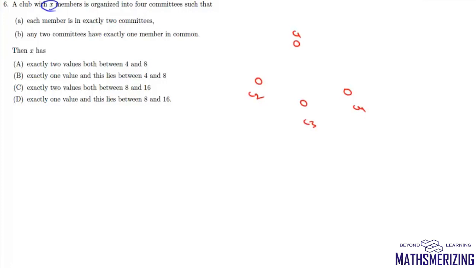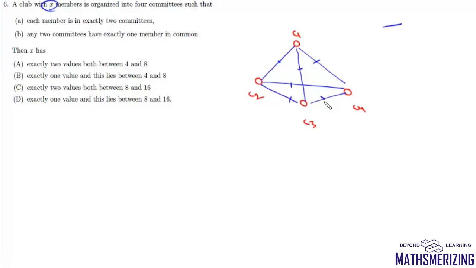We have denoted committees with nodes. We'll denote members with edges. So each pair of committees has exactly 1 member in common and each member is in exactly 2 committees. So we'll join all these nodes. Now this graph represents our condition that each member is in exactly 2 committees. So each member is connected to 2 nodes, and between any 2 nodes there is exactly 1 edge. So that means the total number of X will be 1, 2, 3, 4, 5 and 6. So the value of X is 6.